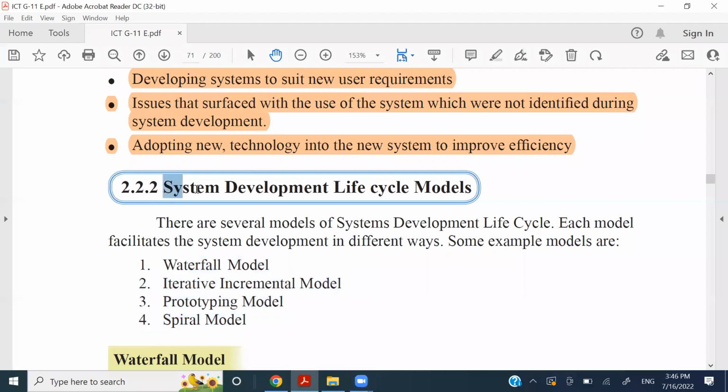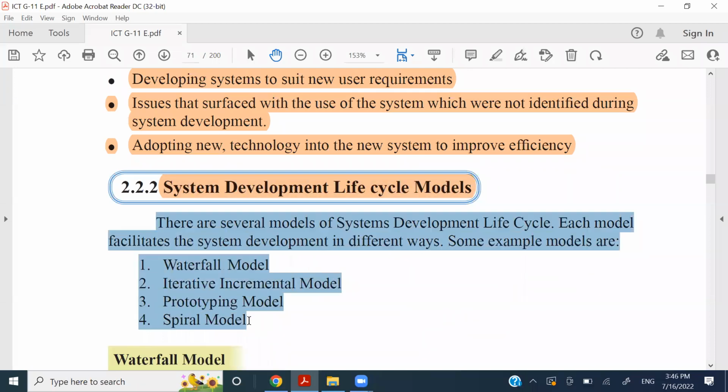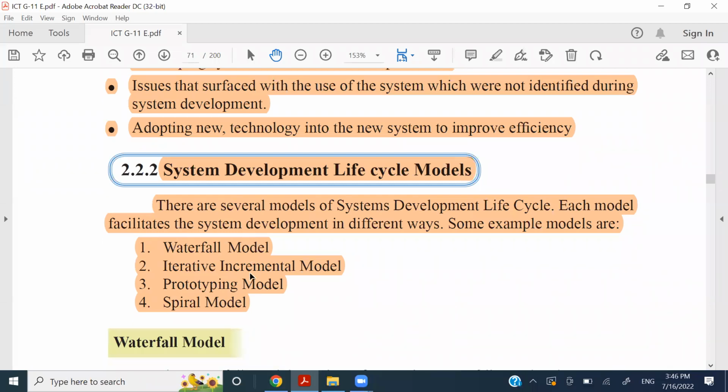Okay, so have this heading, System Development Lifecycle Models. You better write these things by showing how these things happen, to indicate there are many different models.